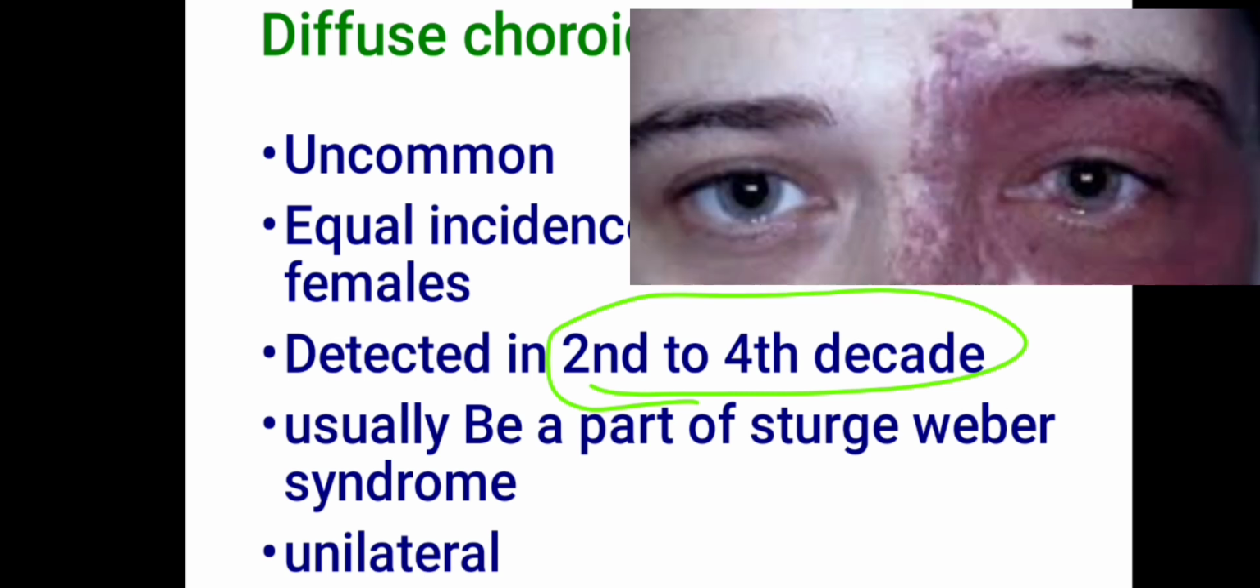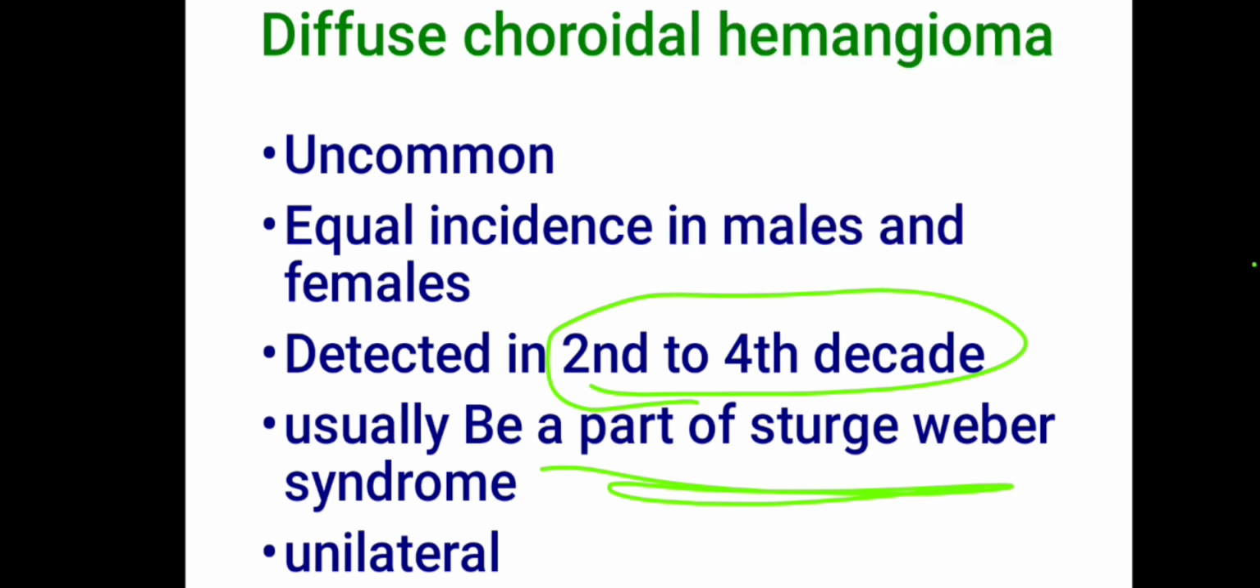It is usually a part of Sturge-Weber syndrome. So we'll have other features of Sturge-Weber syndrome, like the facial nevus can be present. So this white pupillary reflex is most of the time unilateral, which is present on the side of the facial nevus. Okay, so this is the history in case of diffuse choroidal hemangioma.